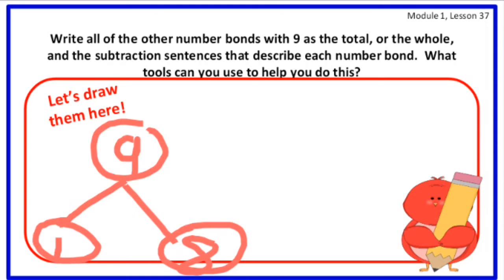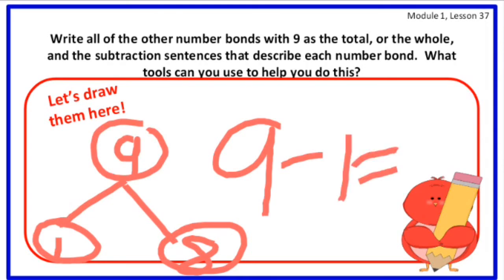Now what will be the subtraction sentence for this? It's very simple. You put the whole first, which is 9 minus, pick any part. You can say minus 1 or you can say minus 8. Let's say minus 1 equals what? The other part, which is 8. It's so simple. I'm done. See, this number sentence matches with my number bond.